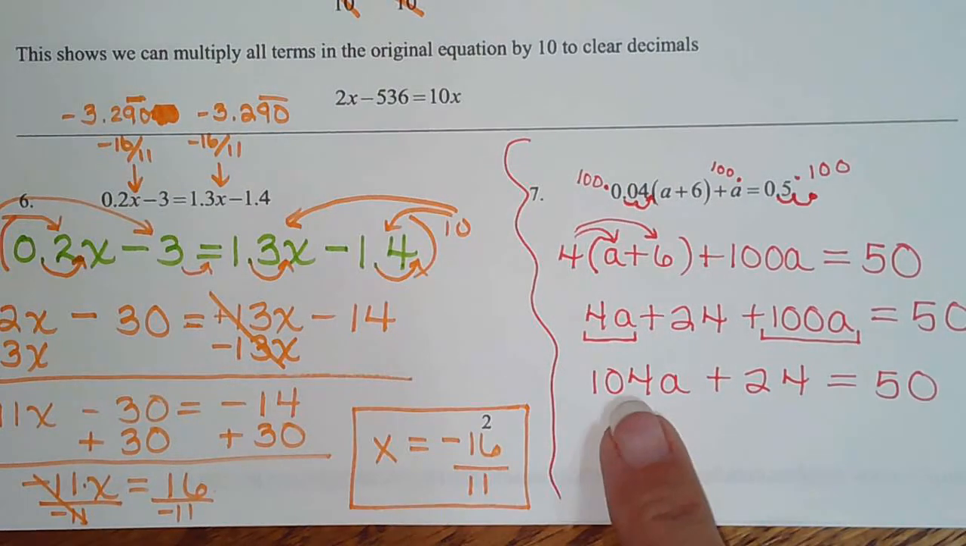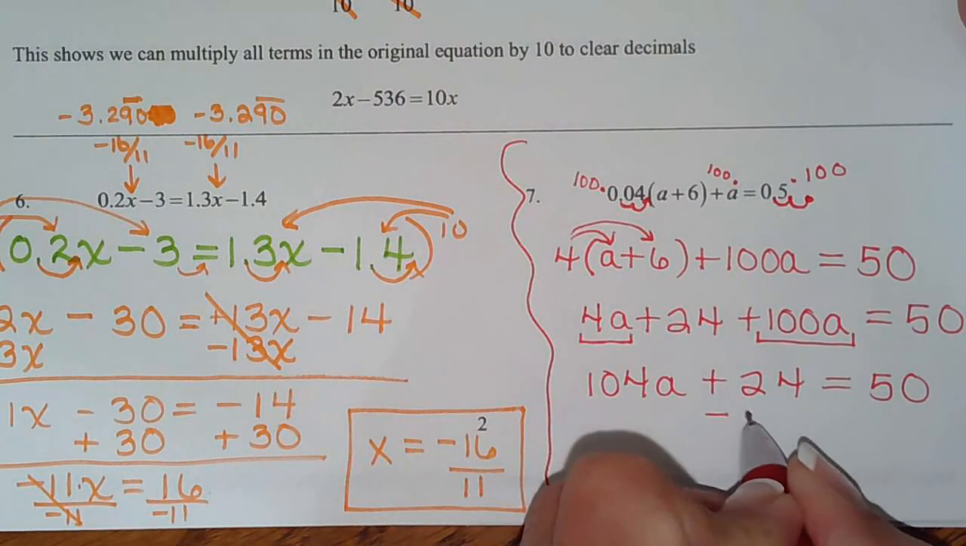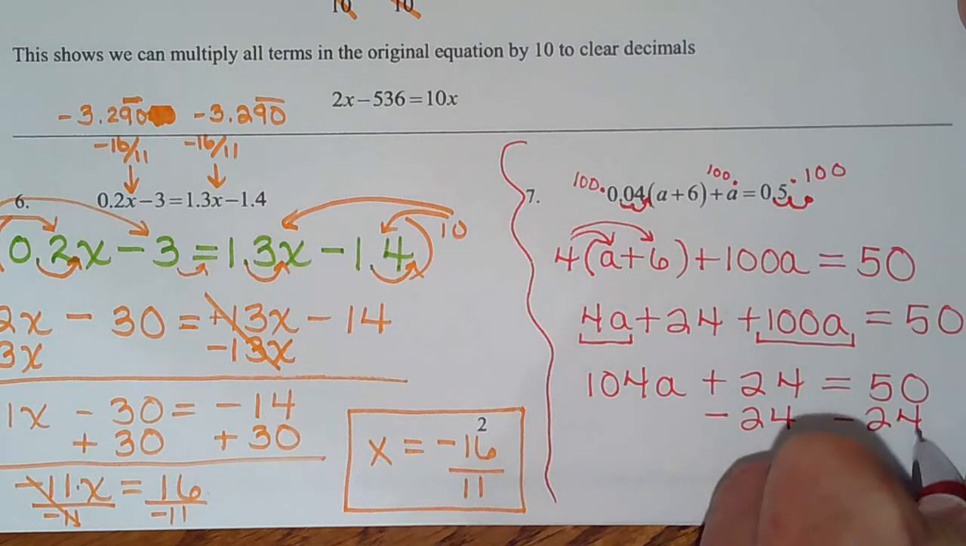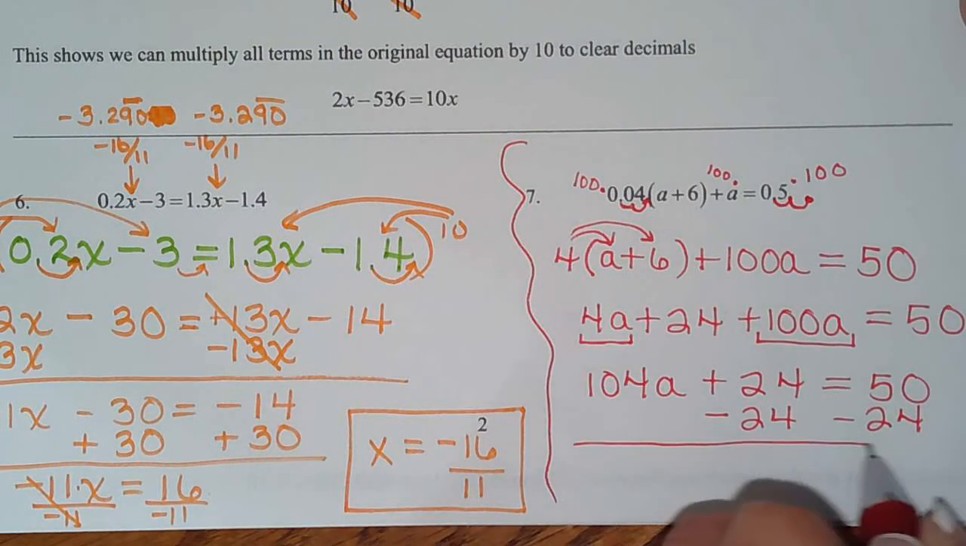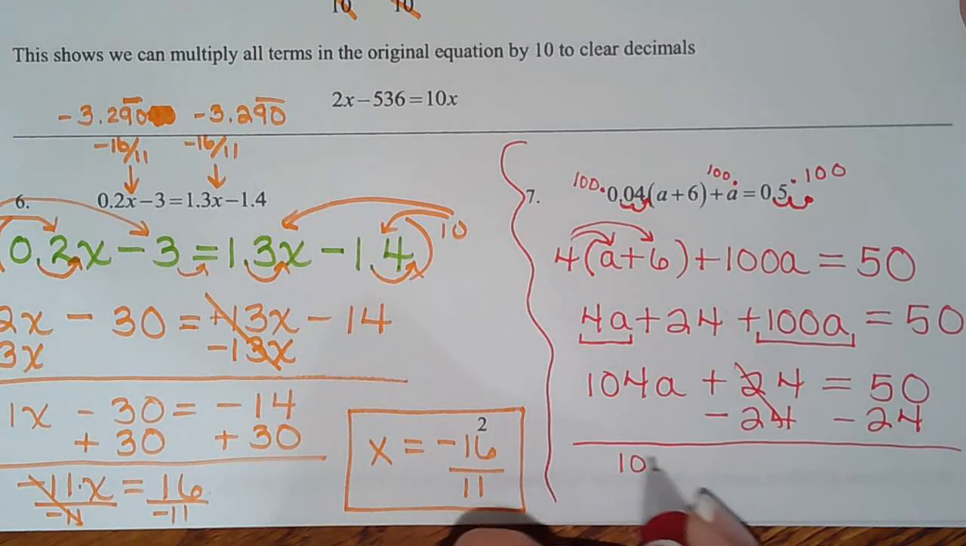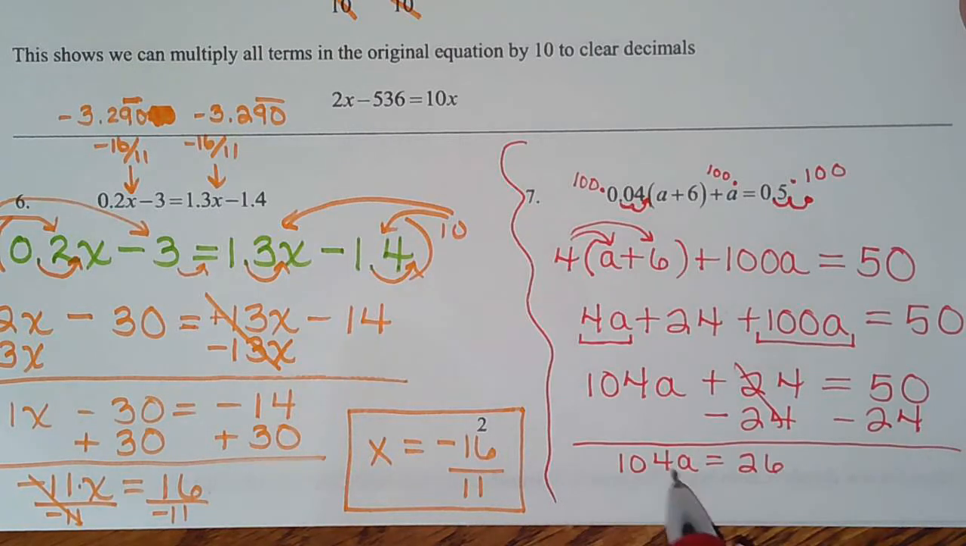And you'll notice all my A's are already on the left. So now anything without an A goes to the right. So minus 24, minus 24. And we have to do the opposite because it's crossing the equal sign. So we get 104a equals 26. So the opposite of multiply by 104 is divide by 104.